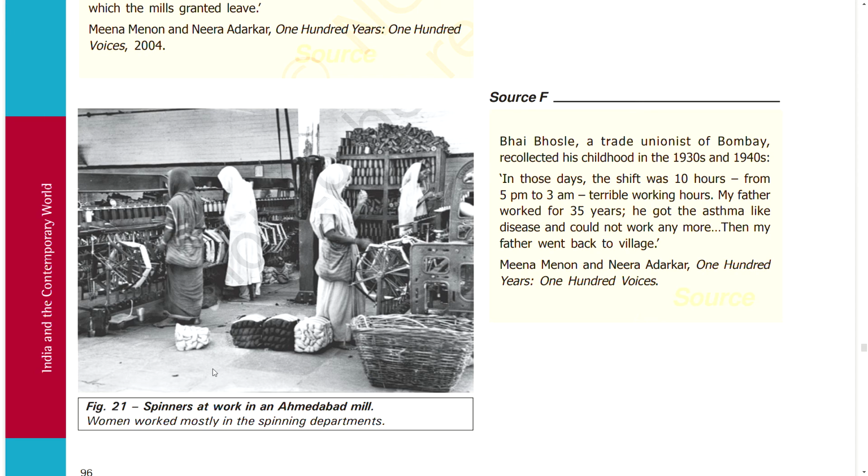Source: Vai Bhosle, a trade unionist of Bombay, recollected his childhood in the 1930s and 1940s. In those days, the shift was 10 hours, from 5 p.m. to 3 a.m., terrible working hours. My father worked for 35 years. He got an asthma-like disease and could not work anymore. Then my father went back to the village. Meena Menon and Neera Adarkar, 100 Years, 100 Voices.